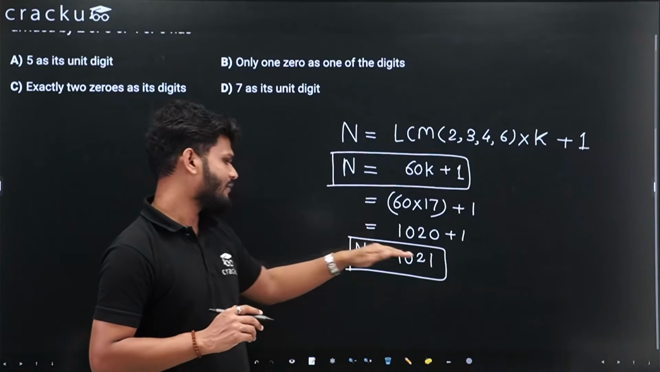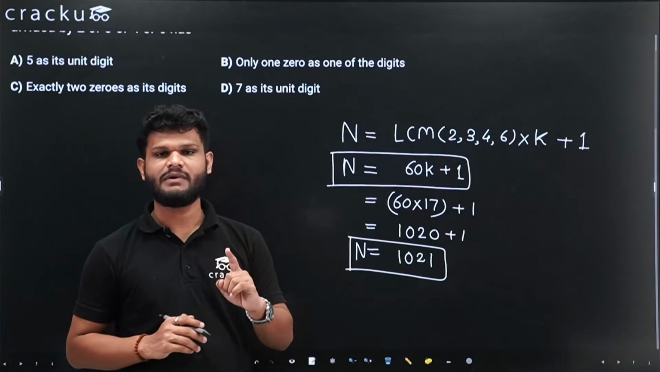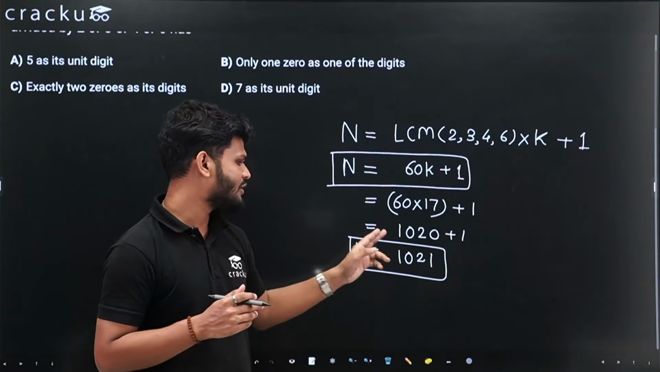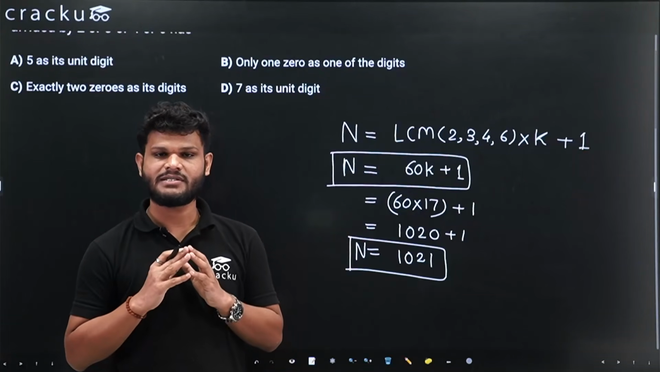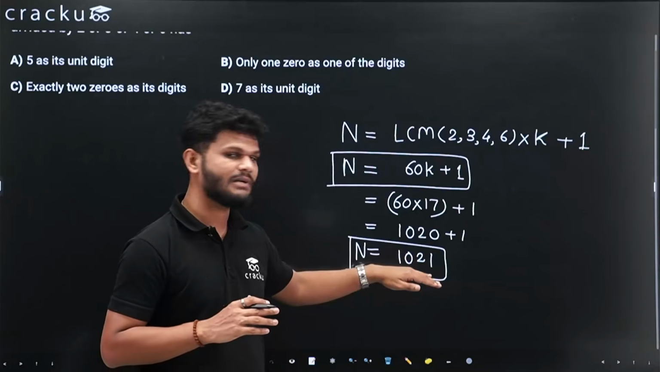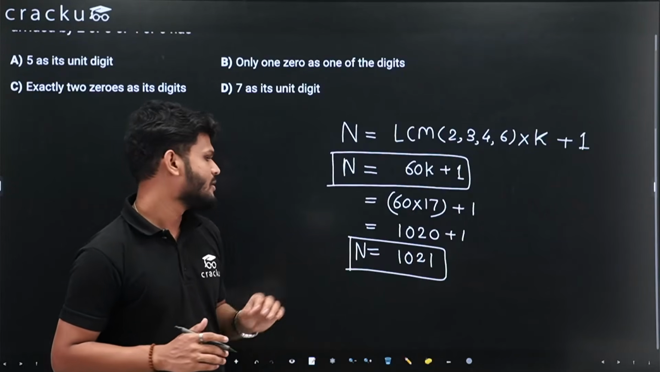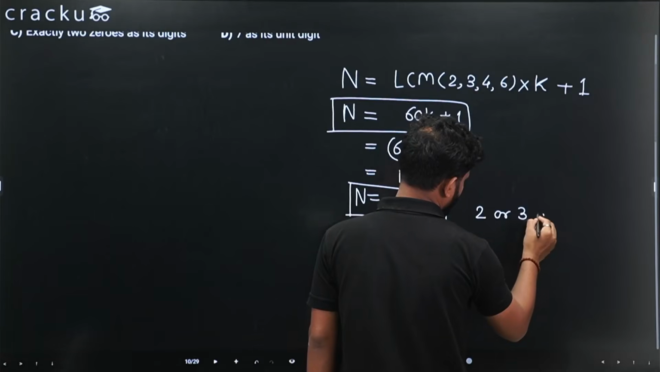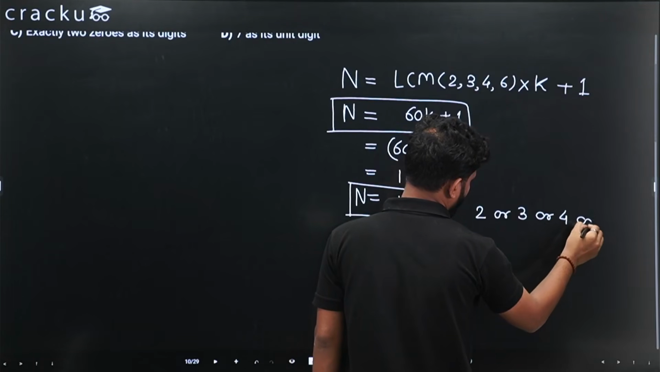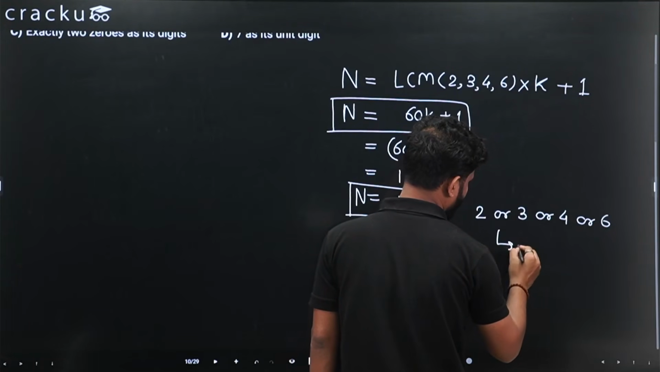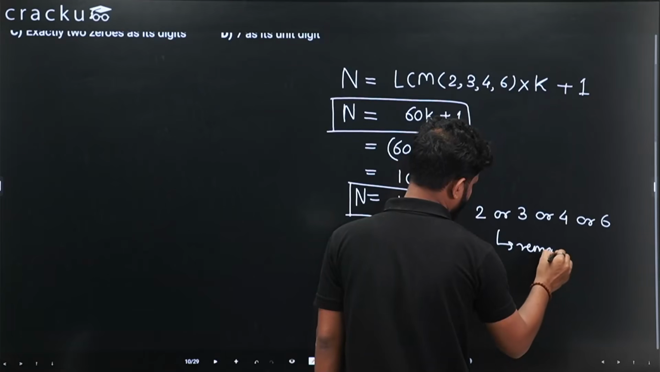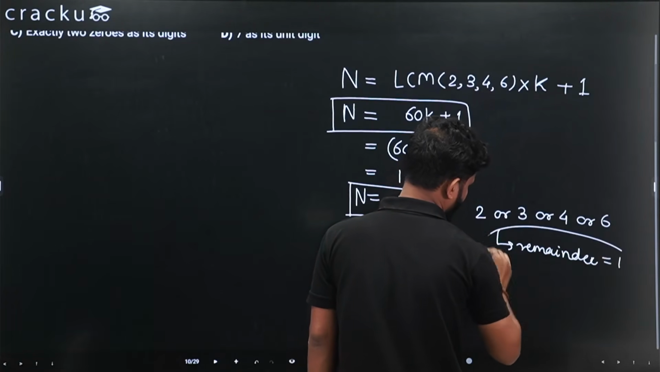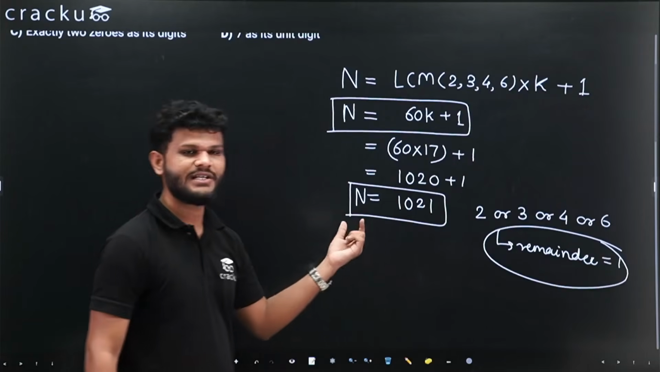If you divide this by 2, remainder will be 1. If you divide this by 3, remainder will be 1. If you divide this number by 4, remainder will be still 1. If you divide this number by 6, the remainder will be 1. So if you divide this by 2 or 3 or 4 or 6, the remainder will be what? 1. So this is the smallest 4-digit number.